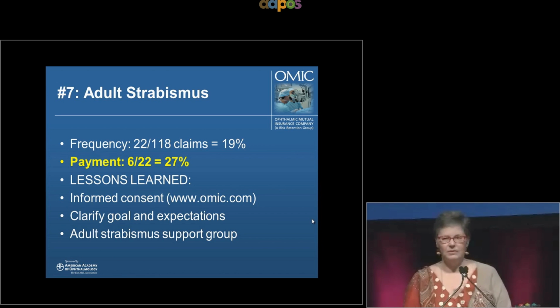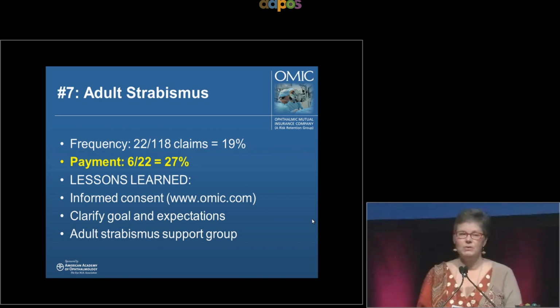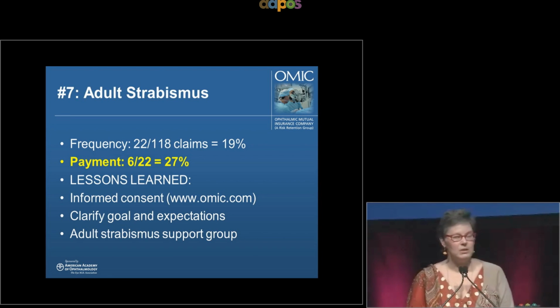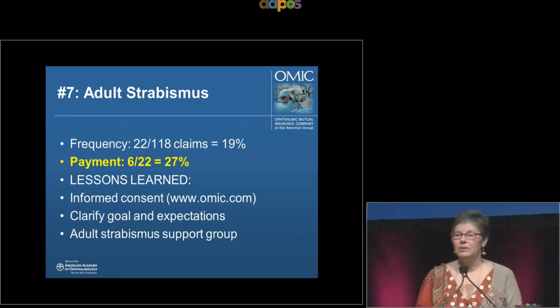Now, I put this adult strabismus support group. In my field of healthcare risk management, the big push now is something called e-patients. So patients who are either looking up information on the internet, and may they please look at Aapos and AAO websites, but also talking to one another. So if you have patients who have successfully navigated adult strabismus surgery, or families who have had their kids go through strabismus surgery and can get them to talk to one another, it would help enormously to set realistic expectations. So it's just a suggestion I'm making.